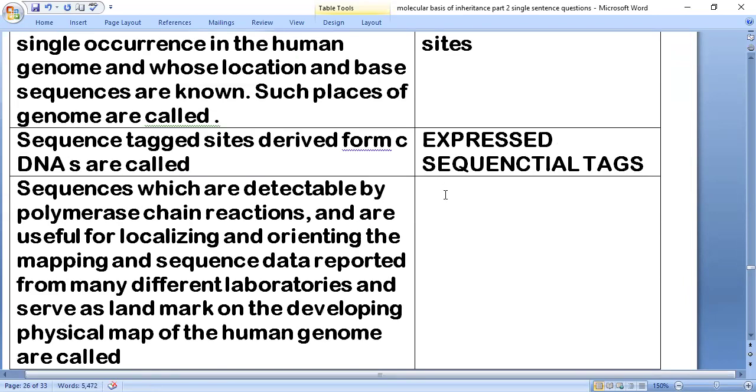Sequences which are detectable by polymerase chain reactions and are useful for localizing and orienting the mapping and sequence data reported from many different laboratories, and serve as a landmark on the developing physical map of the human genome, are called sequence tagged sites.